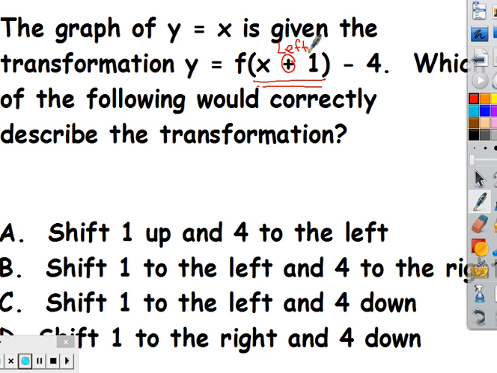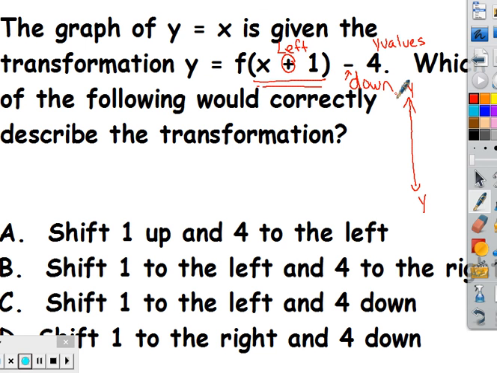On the outside, we are working with the y values, and so this is telling what it's doing to the y values, and y values are a vertical axis, so we're either going up or we're going down. And so I look at this, and y does exactly what it says it's supposed to do, so this means it's going down.